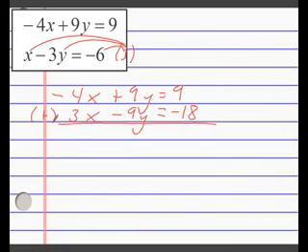Negative 4 plus 3 is negative x. The 9y and the negative 9y cancel out. And 9 minus 18 is negative 9. And I don't need a negative x, so I'm going to divide both sides by negative 1. I'm going to get x equals positive 9.